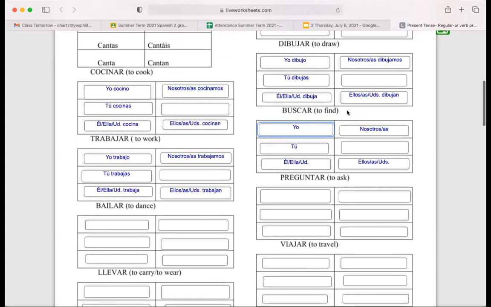Buscar is our next verb. It means to find. So if I want to say "I find," how would I say that? You're going to take the AR off, right? So you're left with BUSC as your stem. So what do you add to the yo form? Yep. So yo busco is "I find."